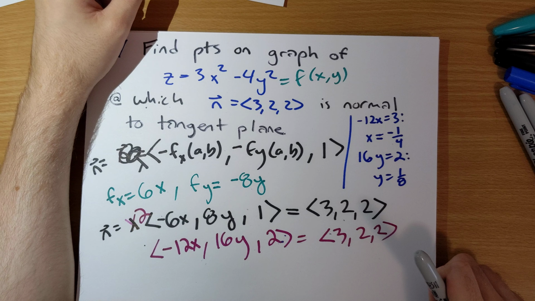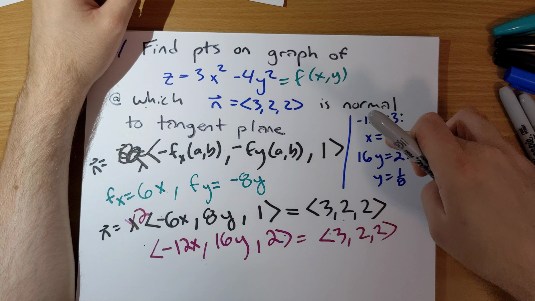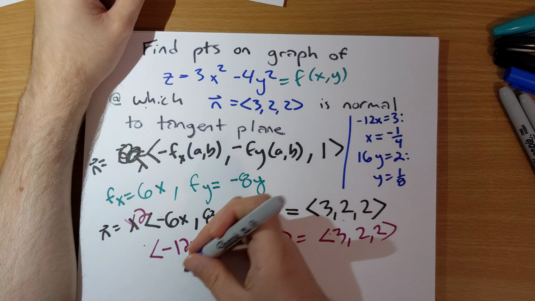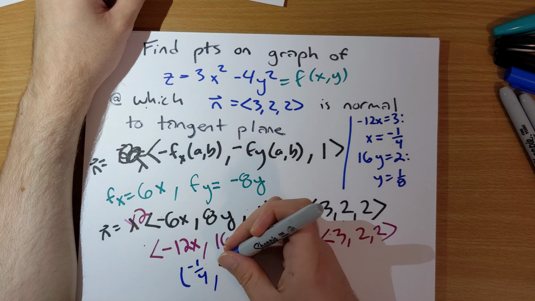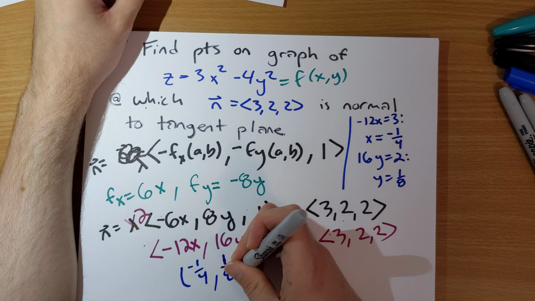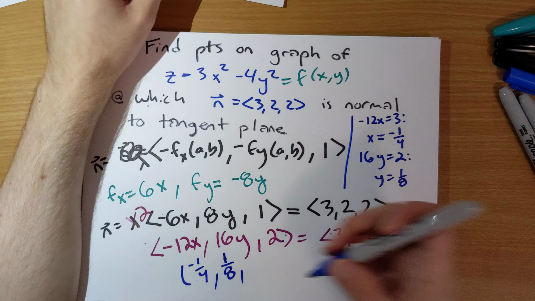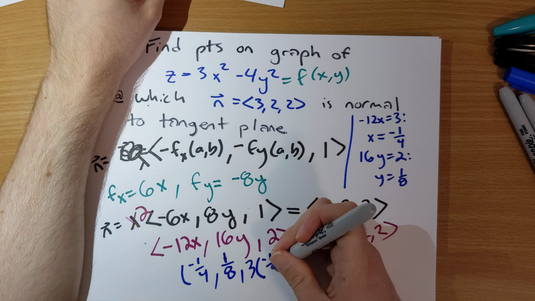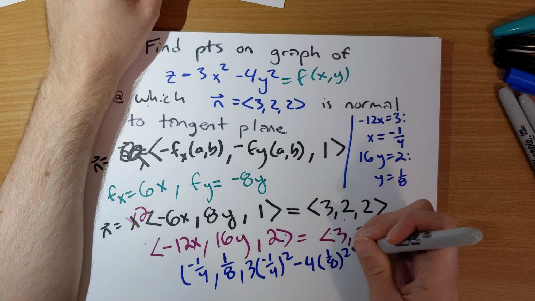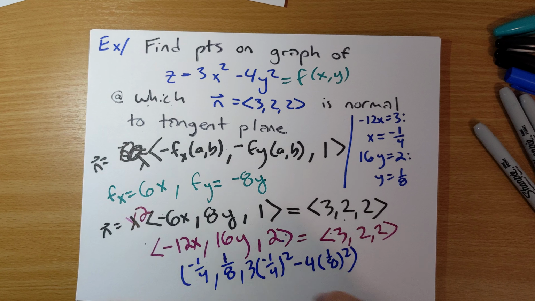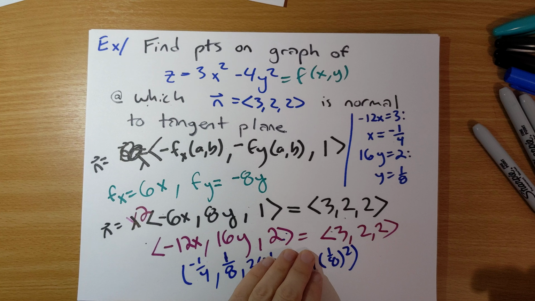So we have the x coordinate of our point and the y coordinate of our point. x is negative 1/4, y is 1/8, and then the z coordinate is going to be 3 times negative 1/4 squared minus 4 times 1/8 squared, whatever that simplifies down to. This will be the point that was requested.